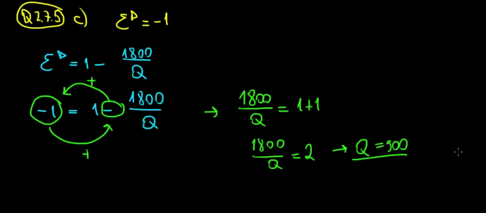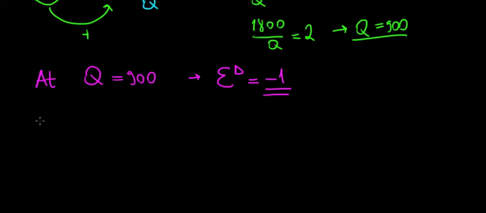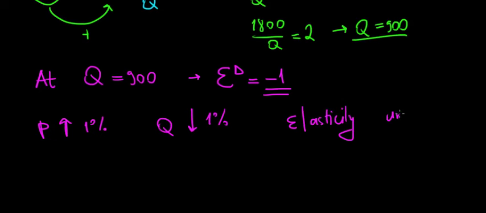But what does this mean? What it means is that at the quantity level of 900, when people demand 900 units, the elasticity of demand equals -1. And remember, what is the elasticity of demand? That means that when price increases by 1%, quantity demanded decreases by exactly 1%. And in economics, we usually call this unitary elasticity. So elasticity is unitary. It's proportional, right? The increase in price is exactly the same as the decrease in the quantity.